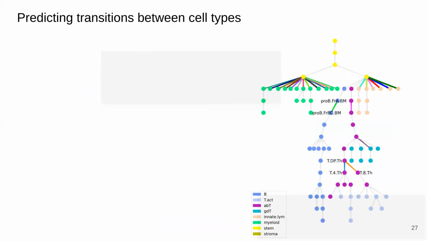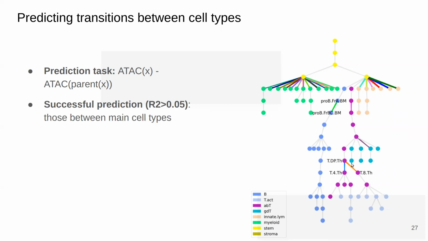Finally, we want to go back to the full data set. But instead of predicting the individual cell types, we redefine the problem a little and make a new prediction task: predicting the difference between yourself and the parent. So we're making a prediction along the edges of the developmental trajectory. This problem turned out to be really hard. Anything we call a successful prediction has an R squared of about 0.05, and these are all the things that are colored on this tree.